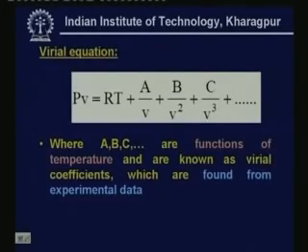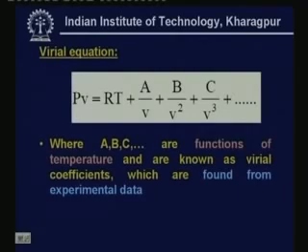Let us look at one general equation, the virial equation. This virial equation is given by PV is equal to RT plus A by V plus B by V square plus C by V cube plus etc. That means you can go on adding terms, and these constants A, B, C are known as virial coefficients. They are functions of temperature only, and they have to be evaluated using experimental data. As you can see, if A, B and C become 0, then this virial equation boils down to the simple ideal gas equation of state.